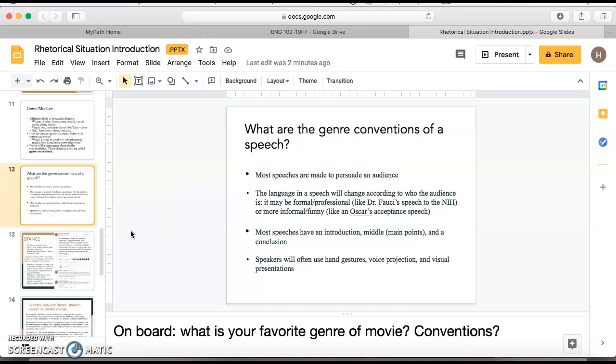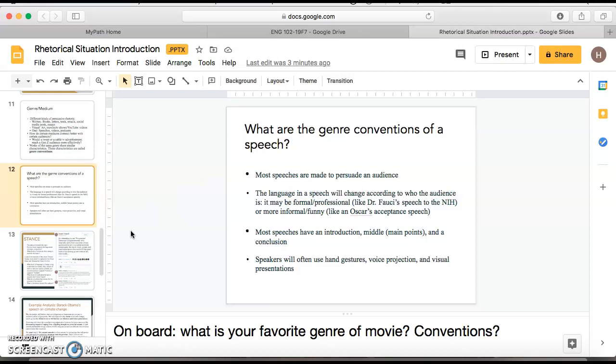The language in a speech will also change according to who the audience is. It might be formal, it might be professional, like Dr. Fauci's speech to the NIH, or it could be more informal or funny, like an Oscars acceptance speech often is. Most speeches have an introduction, a middle with the main points, and then a conclusion. It's kind of structured like an essay, almost like a persuasive essay, or an argumentative essay, which we'll be writing later this semester.